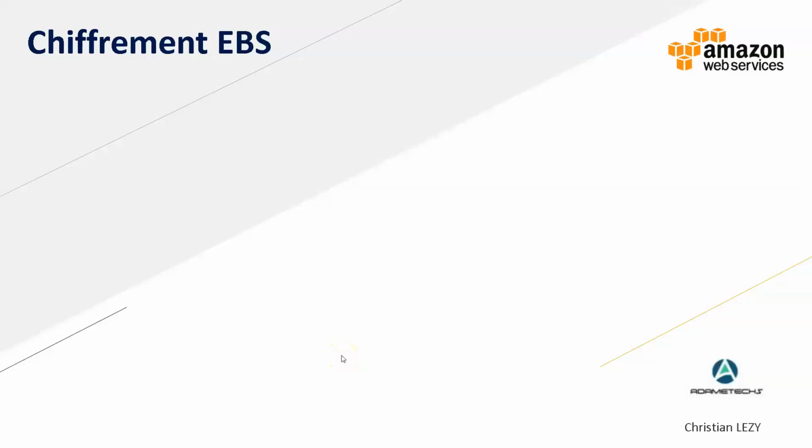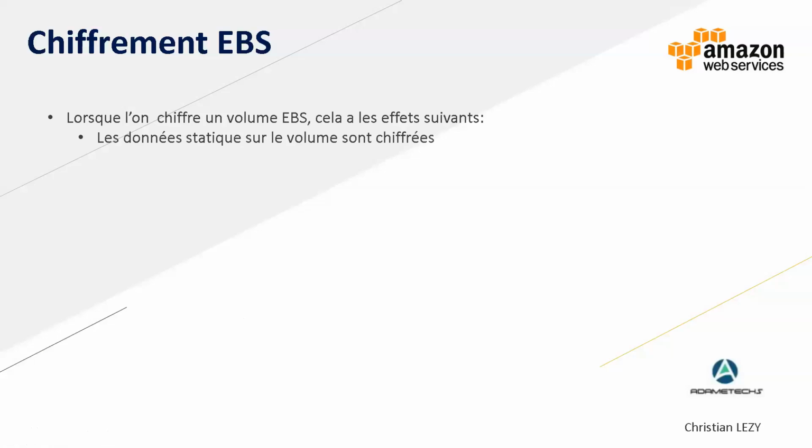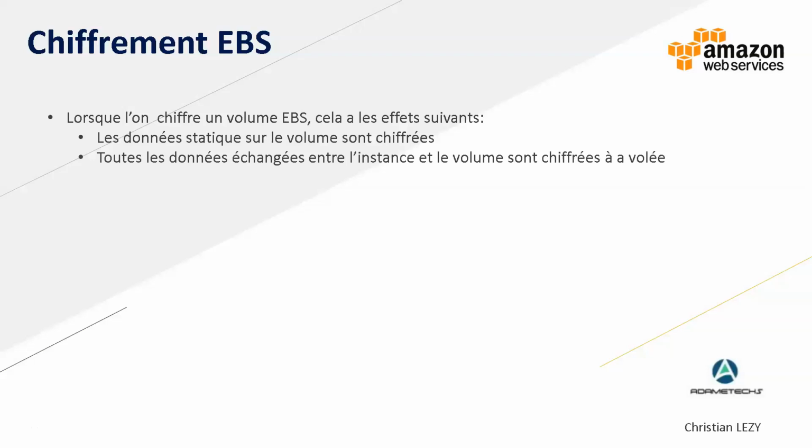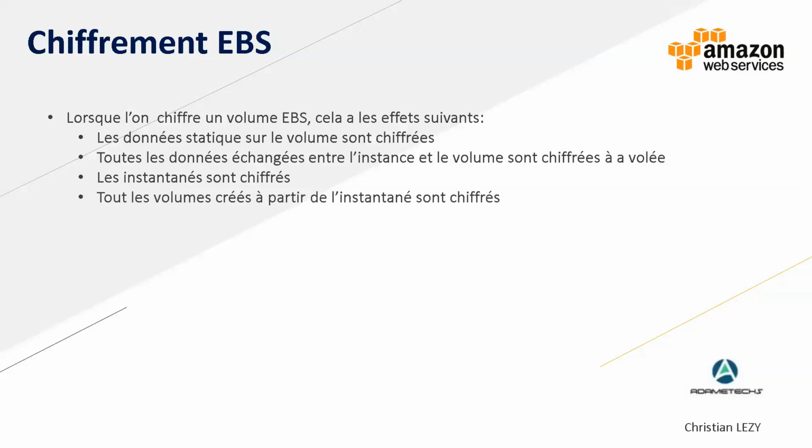In this part, we will discover the encryption of EBS volumes. When encrypting an EBS volume, it has the following effects. The static data on the volume is encrypted. All data exchanged between the instance and the volume is encrypted on the fly. The snapshots we can take of our volumes will also be encrypted. All volumes created from the encrypted snapshot will be encrypted as well.